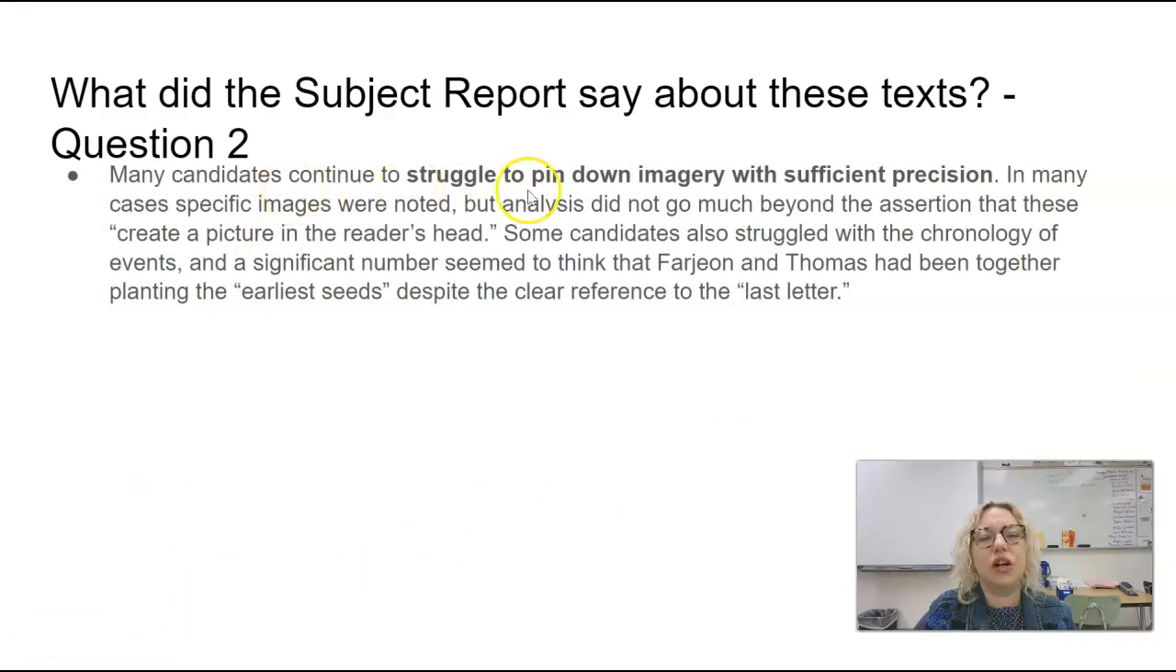Many candidates continue to struggle to pin down imagery with sufficient precision. In many cases, specific images were noted, but analysis did not go much beyond the assertion that these create a picture in the reader's head. Hey, guess what? That's the definition of imagery. So saying that is totally meaningless. You've just defined what the term means, and the examiner already knows what it means. What they want to know is what specific images you found and how those images create thoughts and feelings, what those thoughts and feelings are, and how those shape meaning, what the meaning is.